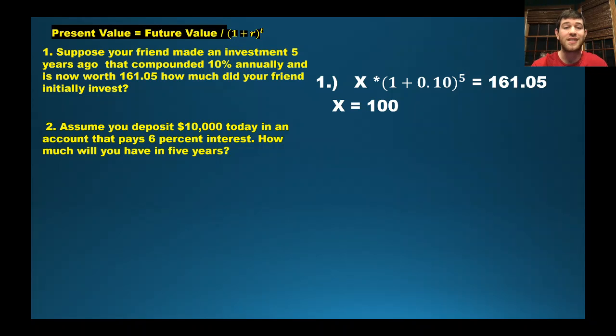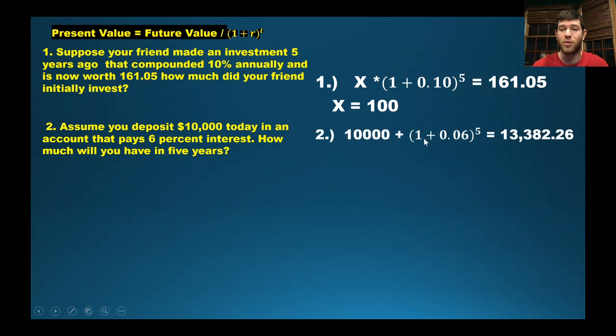Next, assume you deposit $10,000 today in an account that pays 6% interest. How much will you have in 5 years? So we have $10,000, and we need to multiply that by the 6% interest we're gaining for 5 years. So that would be 10,000 times (1 plus r), and r is 0.06, to the fifth. We get $13,382.26. That's how much it will be worth in 5 years.